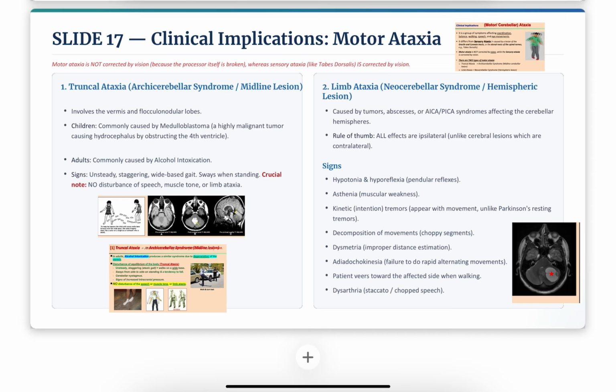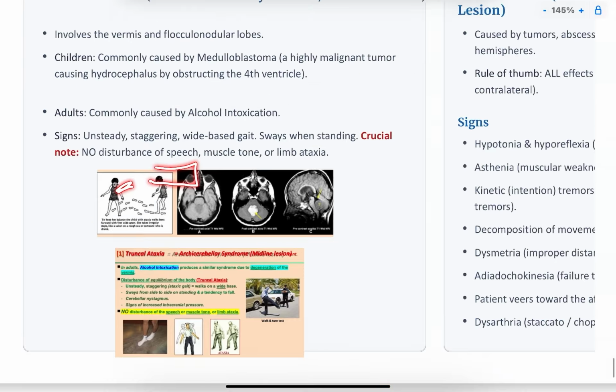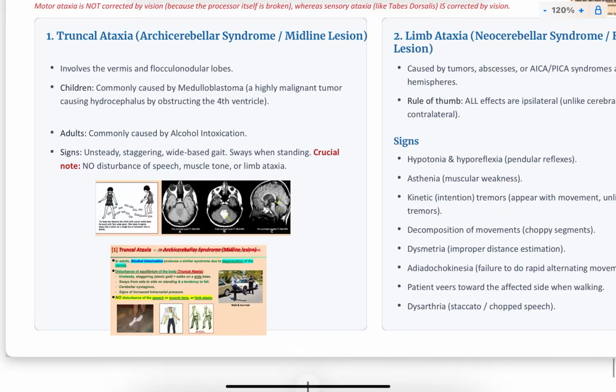Now, in children, the common cause is the medulloblastoma, which is a highly malignant tumor, which leads to what? To a hydrocephalus that will obstruct the fourth ventricle, so medulloblastoma. In adults, it is because of alcohol intoxication. Now, the main signs here will be what? It will be unsteady, staggering, wide-based gait, and the patient will sway around while they're standing. So they will not stand straight, they will be swaying around.